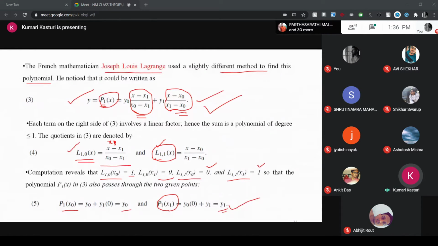This type of equation, if you are considering the Lagrange coefficients, is called your Lagrange polynomial. Up to this one clear or any doubt? Please tell me. If all of you are clear, then I will go for the next one. All of you clear up to this one?